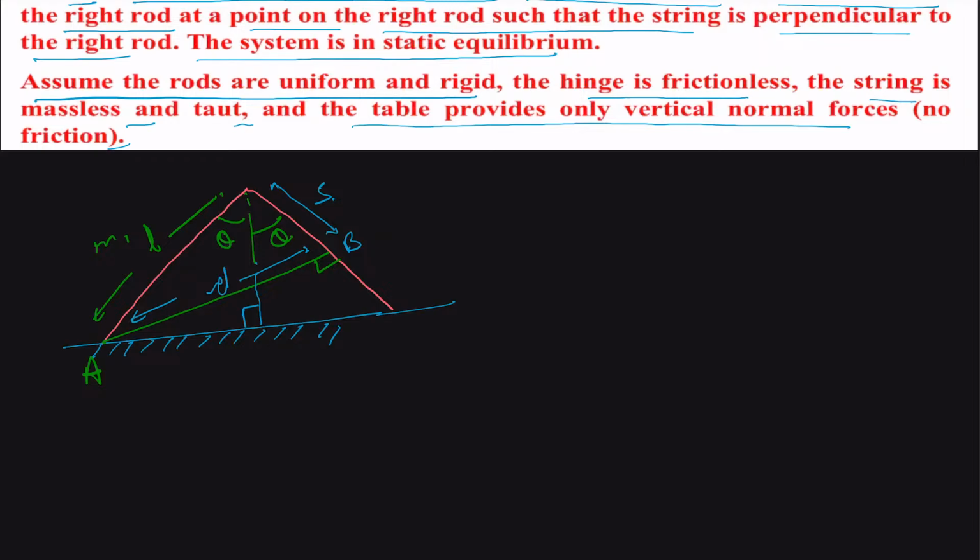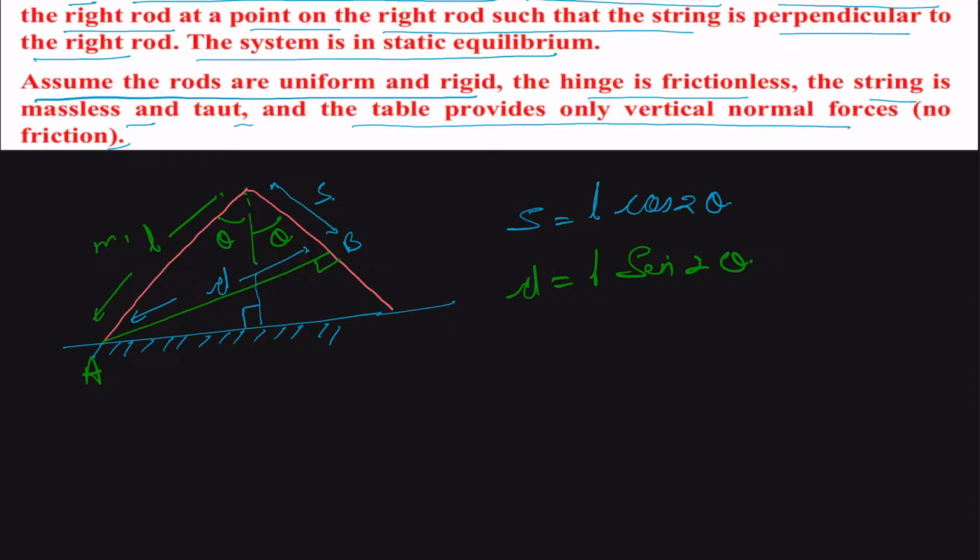Therefore, we can say that our S will be equal to L cos of 2 theta, and our D can also be written as L sine of 2 theta. These are the two things which we can easily find out.